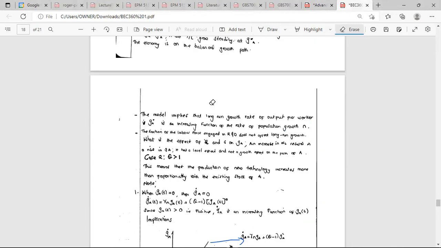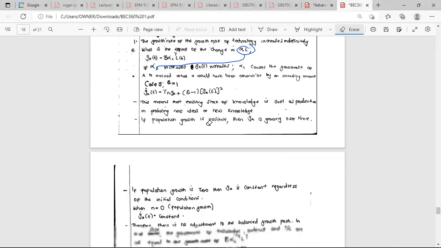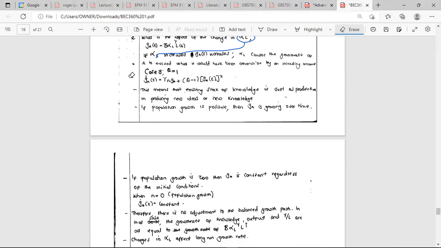So that's what I've explained, and it's what they actually explain down below here. Now, in the last of the three cases, what happens when alpha equals zero? This means that the existing stock of knowledge is just as productive in producing new ideas or new knowledge.